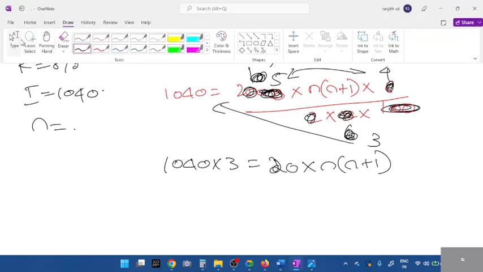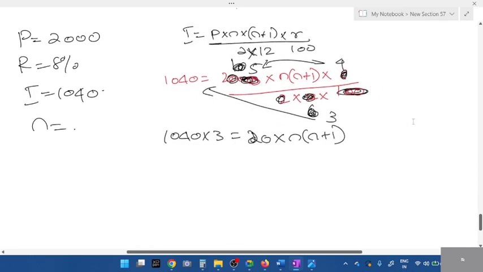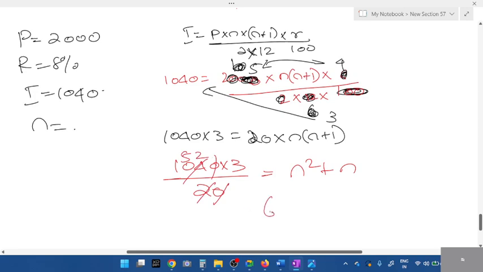To try to multiply 20 into N plus 1 might get tough, students. So bring this 20 down. Divide by 20. What will you get? 1040 into 3 divided by 20. Now, along with 20, if you open the bracket, it is tough for calculation. N square plus N. See, 0 and 0 get cancelled. How many times does it go? 52 times. So 3 2s are 6, 3 5s are 15. 156 equals N square plus N.